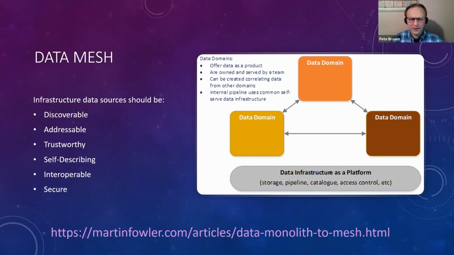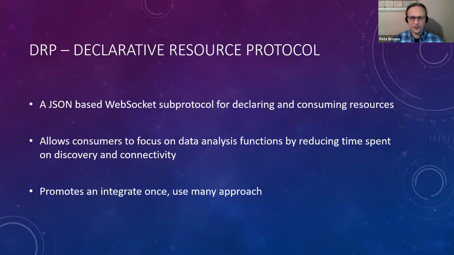So what we ended up doing was, and we'll go into the rationale here in a bit, a couple of years back, we started working on a protocol that would allow sources to do this. And we called it DRP, Declarative Resource Protocol. The key takeaway here is it allows consumers to focus on data analysis functions by reducing the time you spend on discovery, connectivity, and integration. And it does this by offering the mechanism through which sources are discovered.